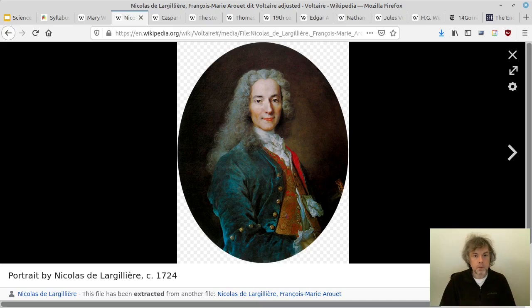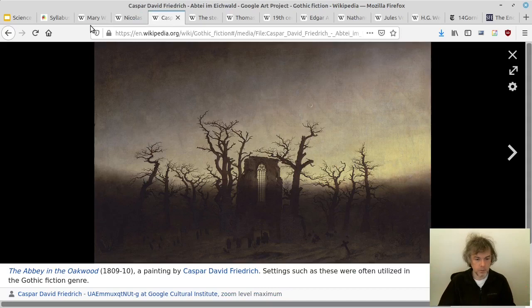Fourth, another element that had to take place before science fiction came into its own is that science fiction borrows from the Gothic genre's critical bite. Now, here's an example of the Gothic from a painting by Caspar David Friedrich, The Abbey in the Oak Wood.